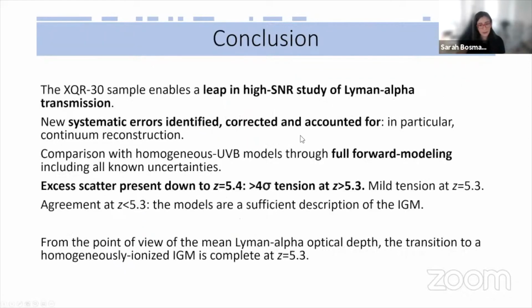All right, so in conclusion, thanks to the XQR30 sample, we have really pushed the study of the high-z Lyman-alpha transmission to a new precision regime. And from the point of view of the mean Lyman-alpha optical depth, the transition to a homogeneously ionized IGM is complete at redshift 5.3.